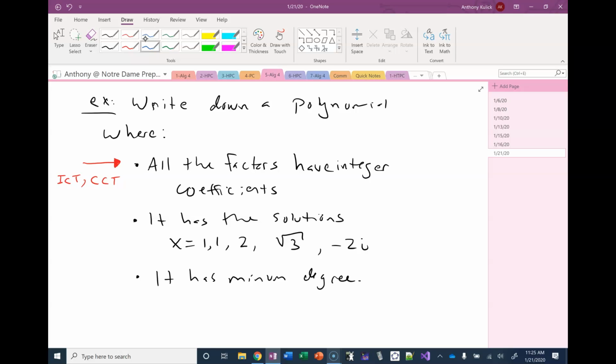So if I look at my list of solutions here, are any of these irrational? So the square root of 3 is irrational, right? So if I want to have integer coefficients, I need to add another solution to this list. It needs to be the conjugate of the square root of 3. So what is the conjugate for the square root of 3? Negative square root of 3.